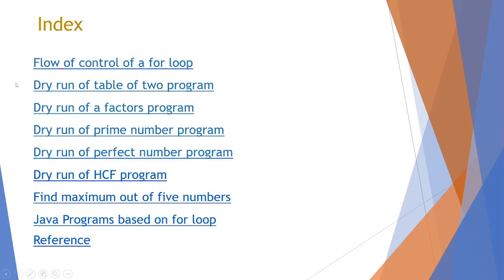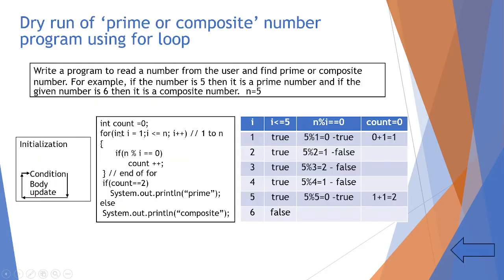Now the prime number program, let's see. It is an extension of the factors program. We can write it in a different way also, but this way we will understand better the loop construct and the if inside that. So write a program to read a number from the user and find whether it is a prime or composite number. For example, if the number is 5, then it is a prime number. Otherwise, like 6 and other numbers, some of them are prime, some of them are composite numbers.